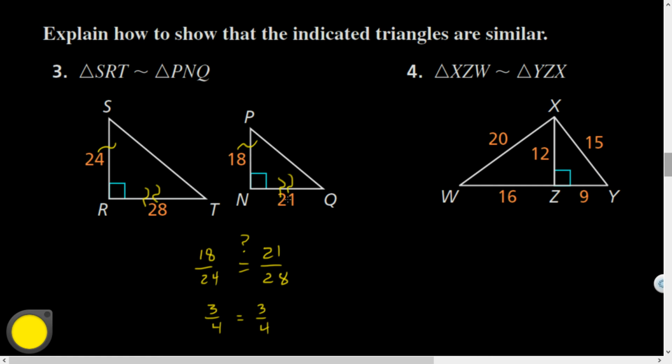Man, that's actually the hardest symbol I've ever tried to draw. And then I've got this angle here. Oh, it looks like side angle side similarity, SAS. Right?